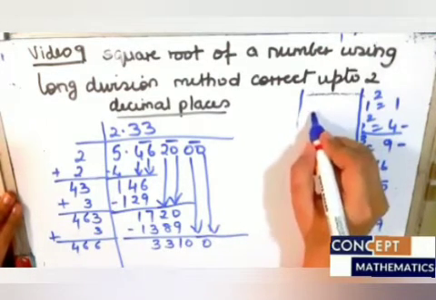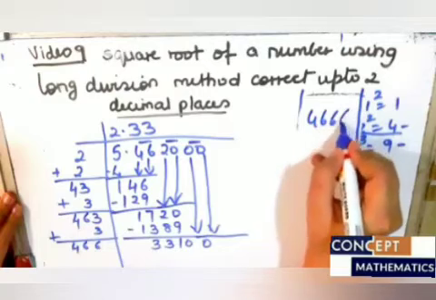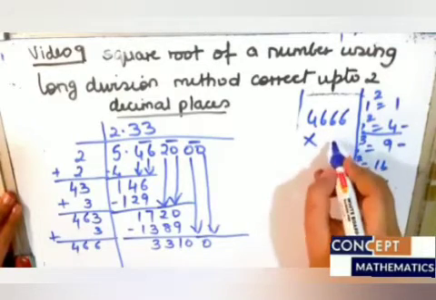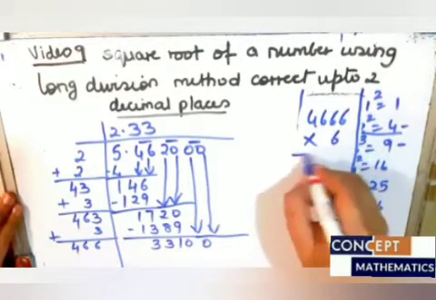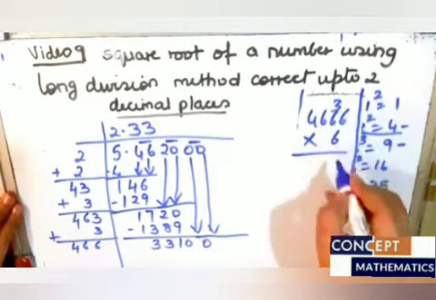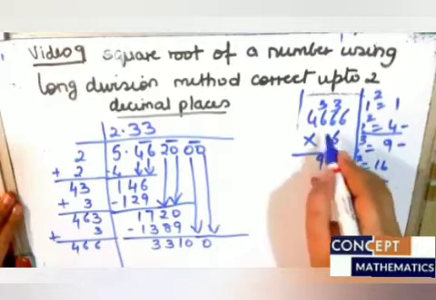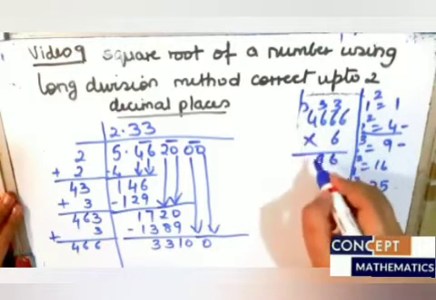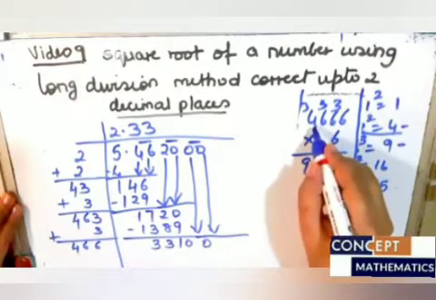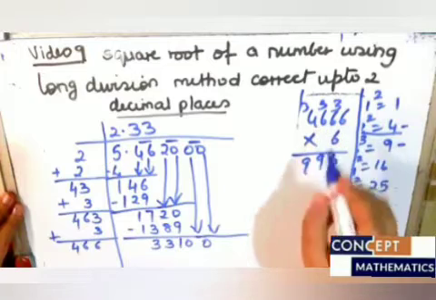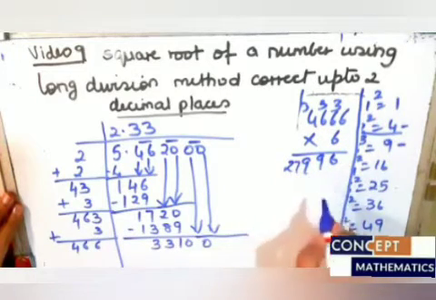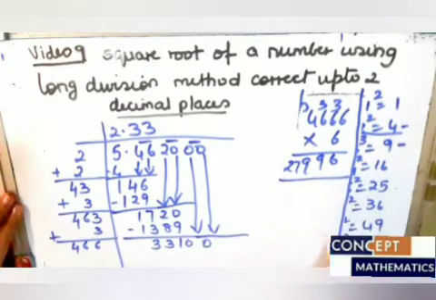We will go by 4666 into 6. 6 6s are 36, again 6 6s are 36 and 3 is 39, again 6 6s are 36 and 3 is 39, 4 6s are 24, 25, 26, 27. So this is coming to 27996.